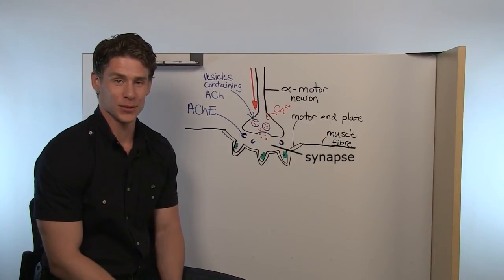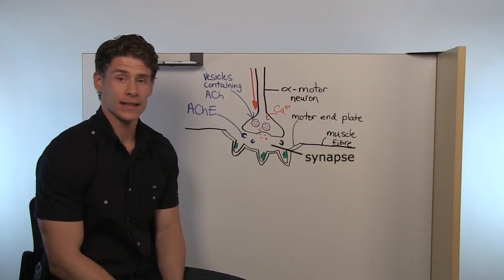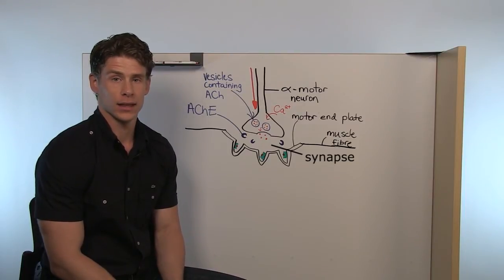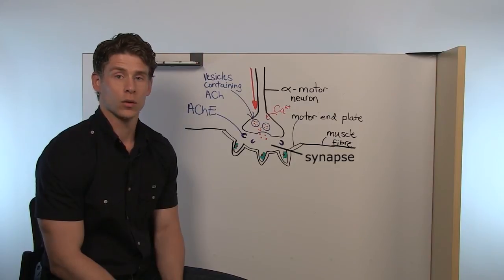What those enzymes do is remove any excess acetylcholine that's found in the synapse. This prevents any excess stimulation at the motor end plate. The acetylcholine is then taken back up into the axon terminal, where it can be stored for future release.